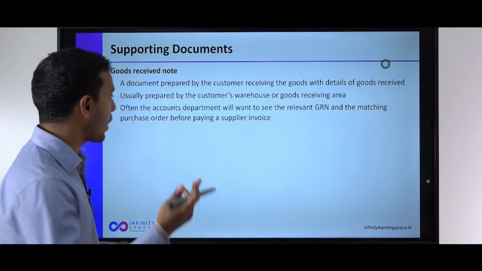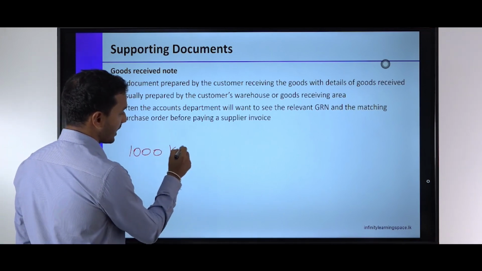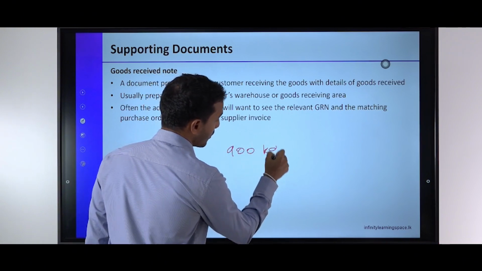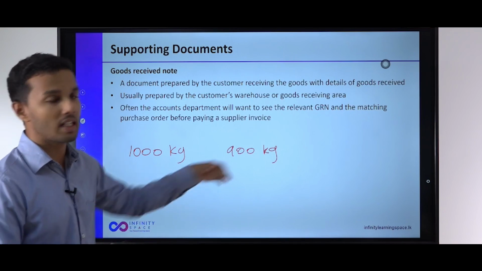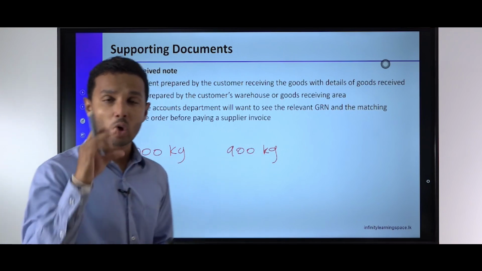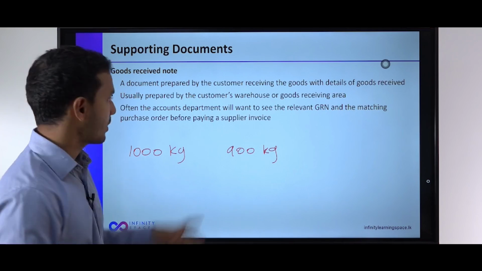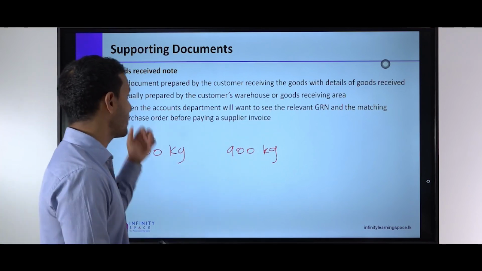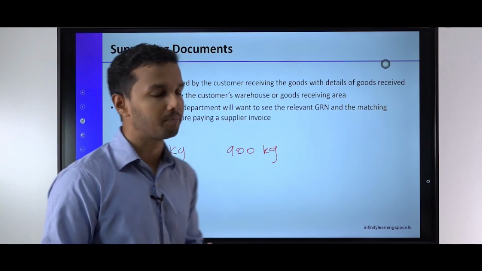Because you can order, for example, 1000 kilograms of rice, but if you have only received 900 kilograms of rice, you have to reduce the payment, because even though we ordered 1000, we received 900. So then accordingly you have to reduce the payment done to the supplier here. So the accounts department will check, okay, how much did we actually receive, how much did we order, and based on that only they will make the payment to the supplier.